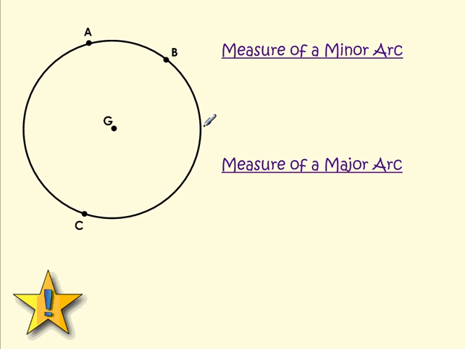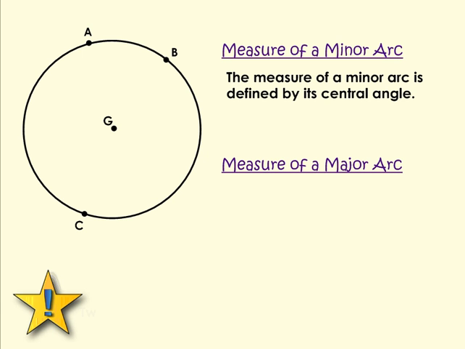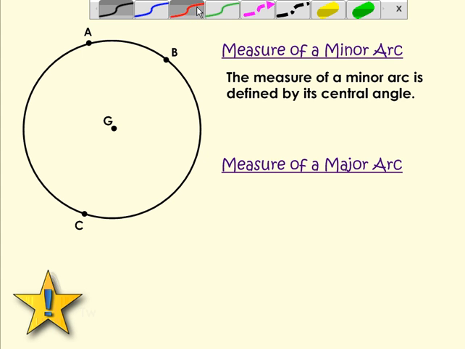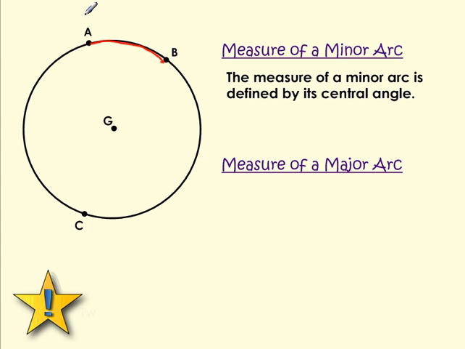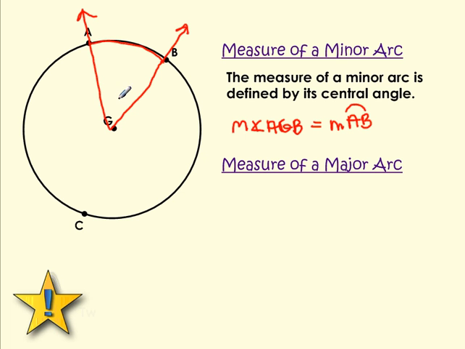The measure of a minor arc, like we were talking about before, has a relationship with the central angle. The measure of a minor arc is defined by its central angle. If I wanted to find the measure of arc AB, it is related to its central angle, and the relationship is that they're exactly the same. So the measure of angle AGB is equal to the measure of arc AB. If we say that this is 62 degrees, then the measure of arc AB is 62 degrees.